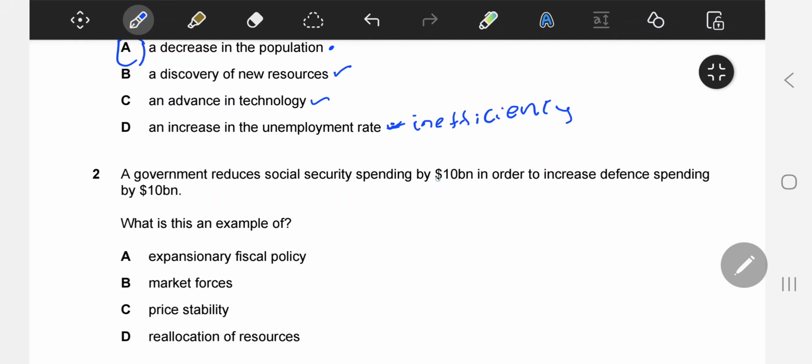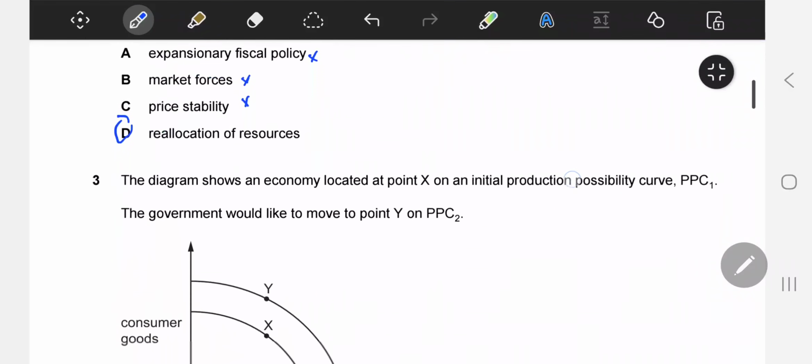So this is a trade-off where they took this 10 billion and moved it to another government thing. So it's not expansionary monetary fiscal policy. It's not market forces. It's not price stability. It's probably reallocation of resources. So I'm going to go with D for question 2. Let's go to question 3.